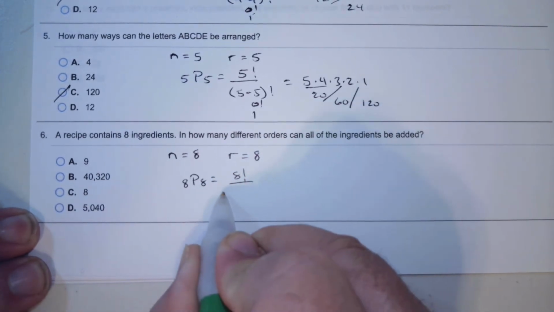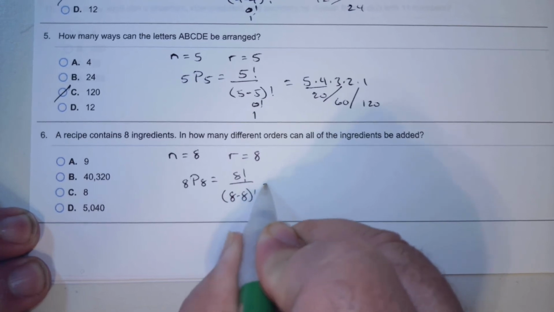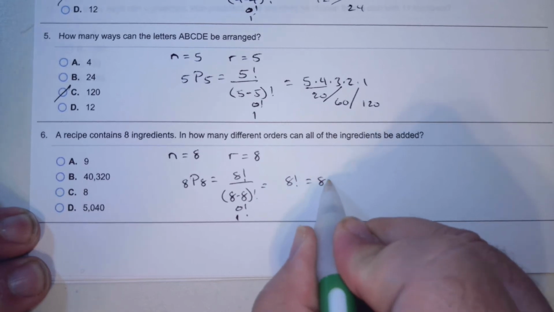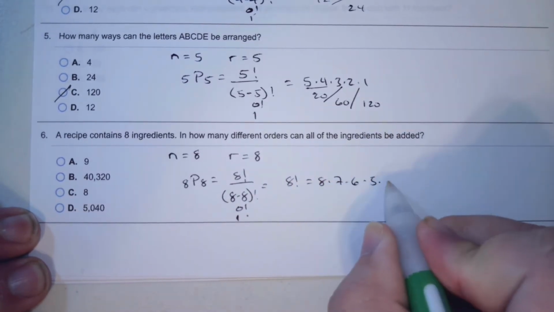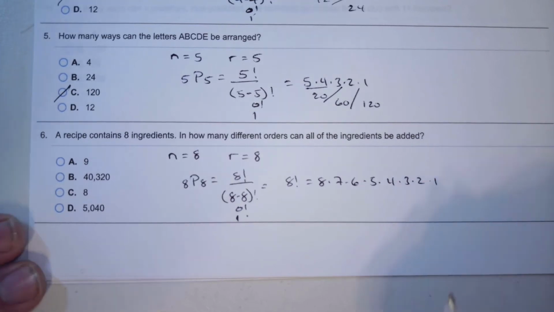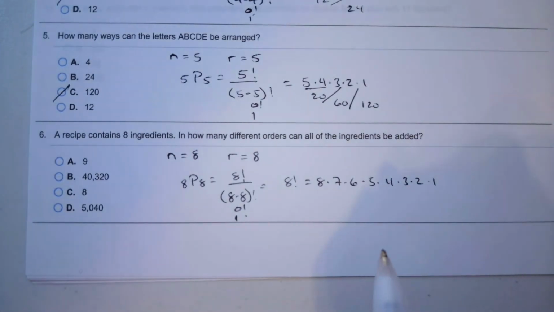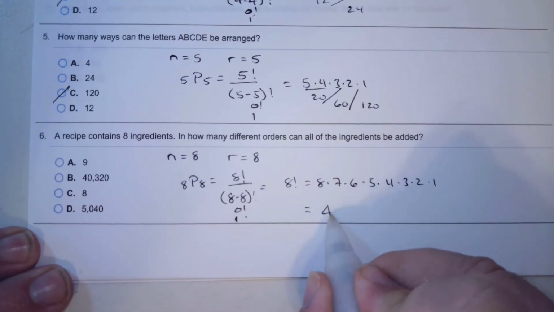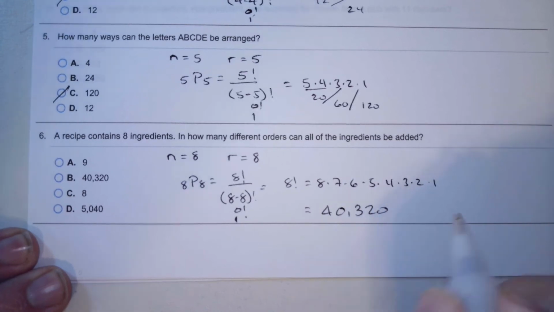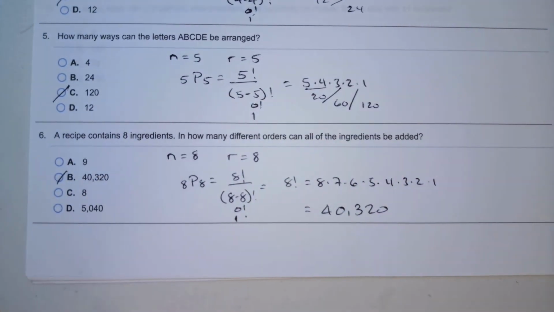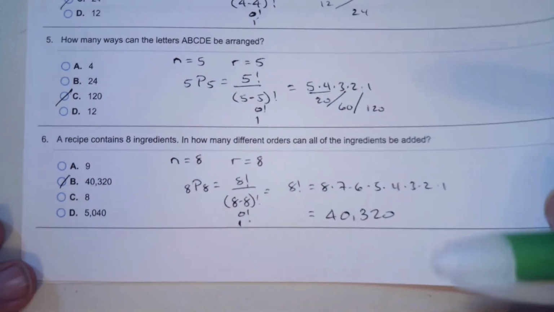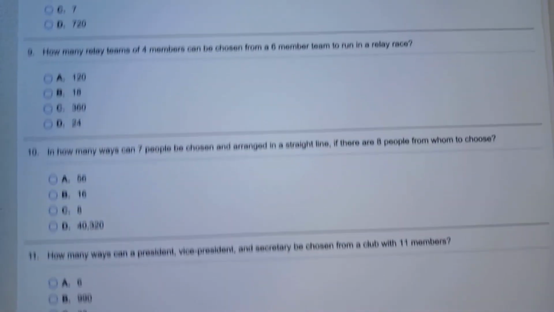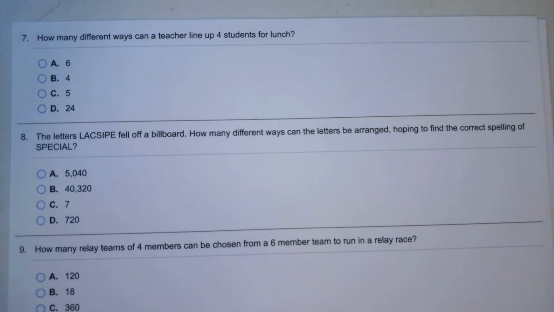8 factorial over (8 minus 8) factorial. This is 0 factorial, that's 1. So it's just 8 factorial, which is 8 times 7 times 6 times 5 times 4 times 3 times 2 times 1. You can get your calculator out. 40320, so it's B. So far so good. All right, let's look at number 7.